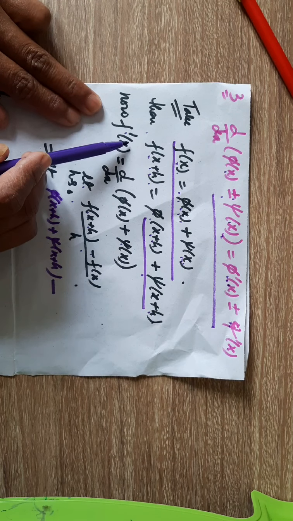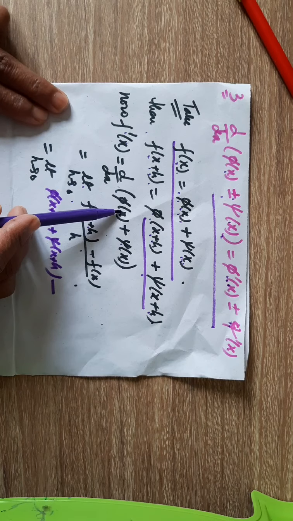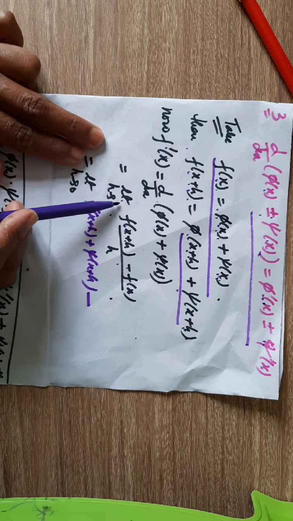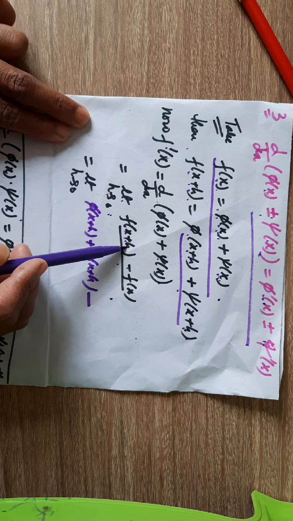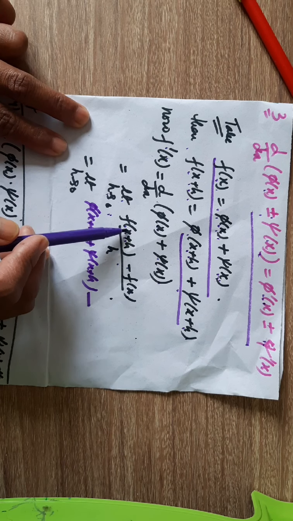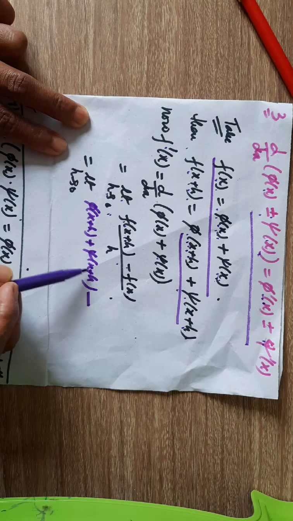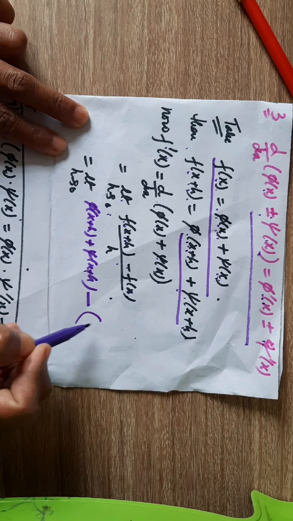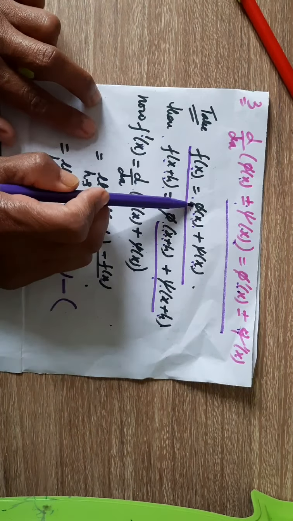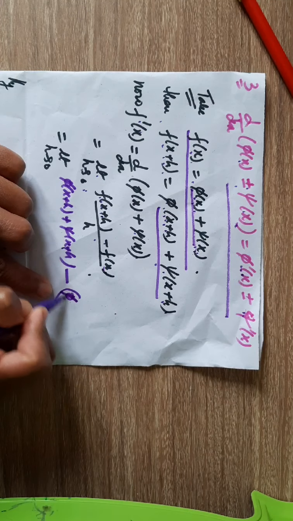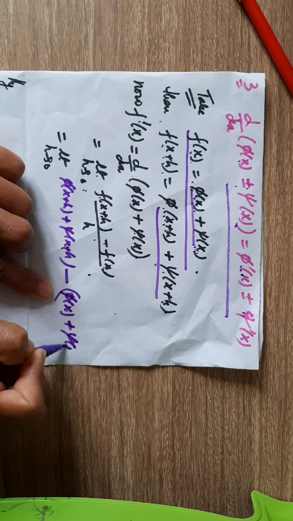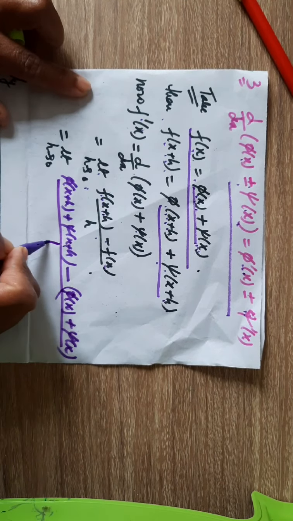So f prime of x will be the derivative of phi x plus chi x, and by definition it is the limit as h tends to 0 of f of x plus h minus f of x. But what is f of x plus h? It is phi of x plus h plus chi of x plus h, minus what is f(x)? It is phi x plus chi of x, whole thing divided by h.